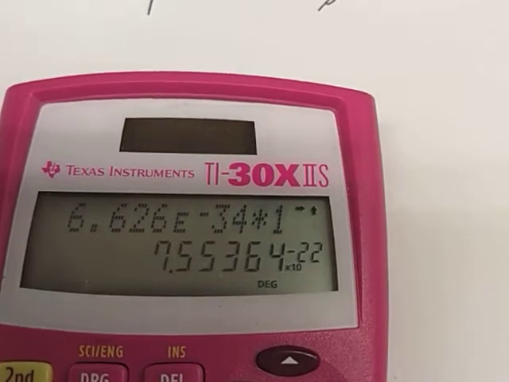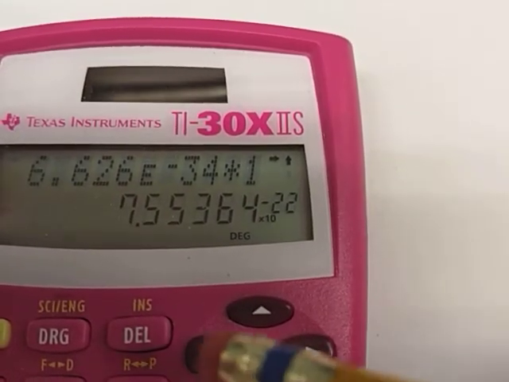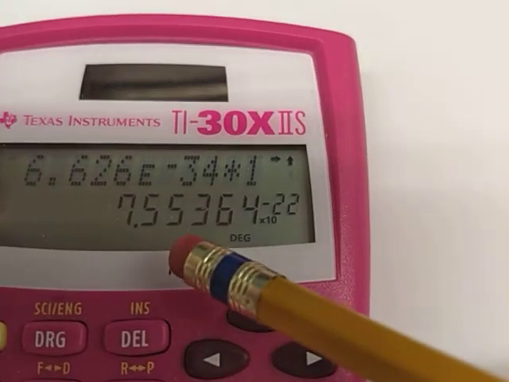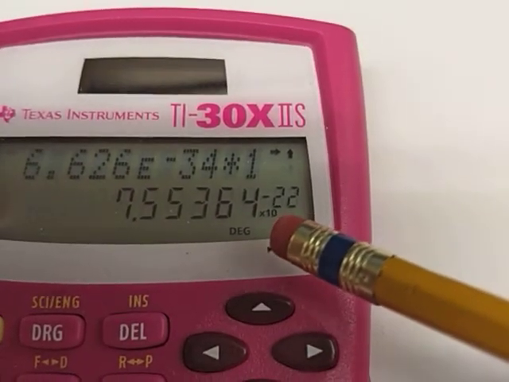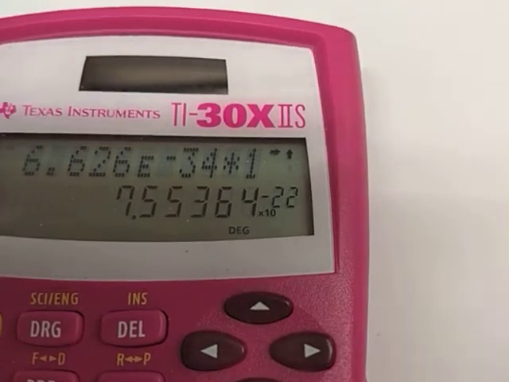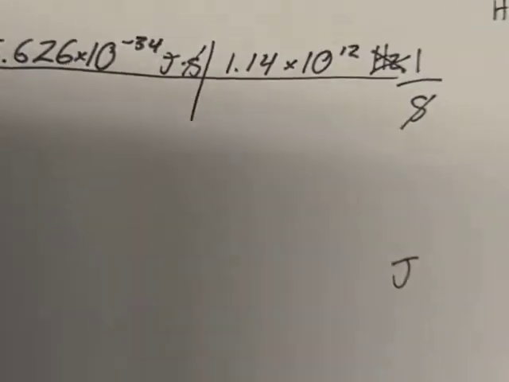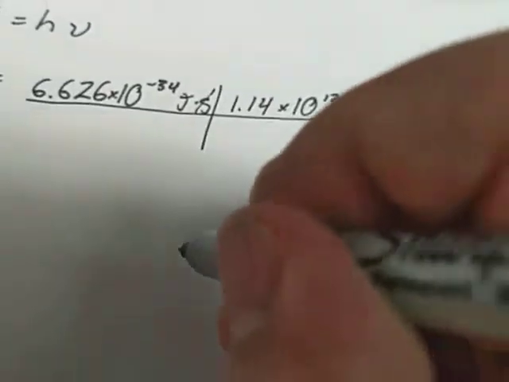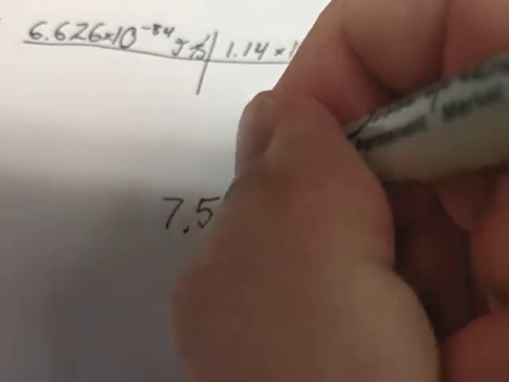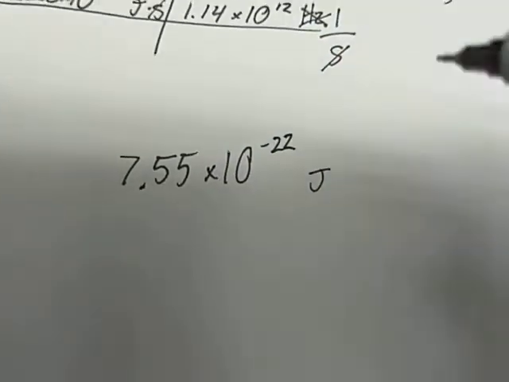I hit enter, and look at how this one displays my answer: 7.55, and then over here there's a little times 10, and then negative 22 is my exponent. So my answer was 7.55 times 10 to the negative 22nd joules.